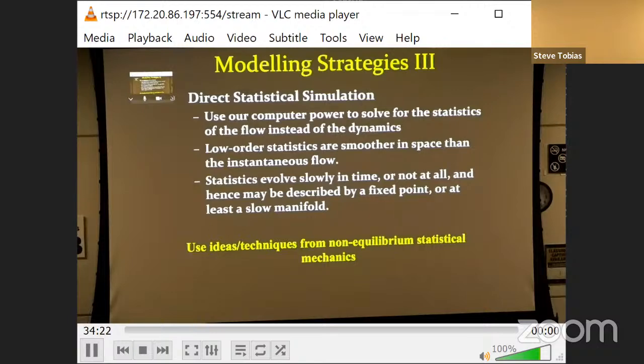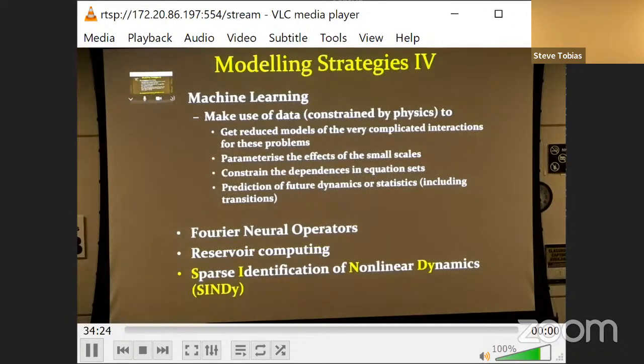The final thing, which I hesitate to put up here, is to use data. And I think you should use data when you can use data. You may make use of data constrained by physics to get reduced models of the complicated interactions, maybe to parameterize the effects of the small scales and constrain the dependencies in the equation sets. So if I get some time, I might talk about those too. Okay, so that's this finished.